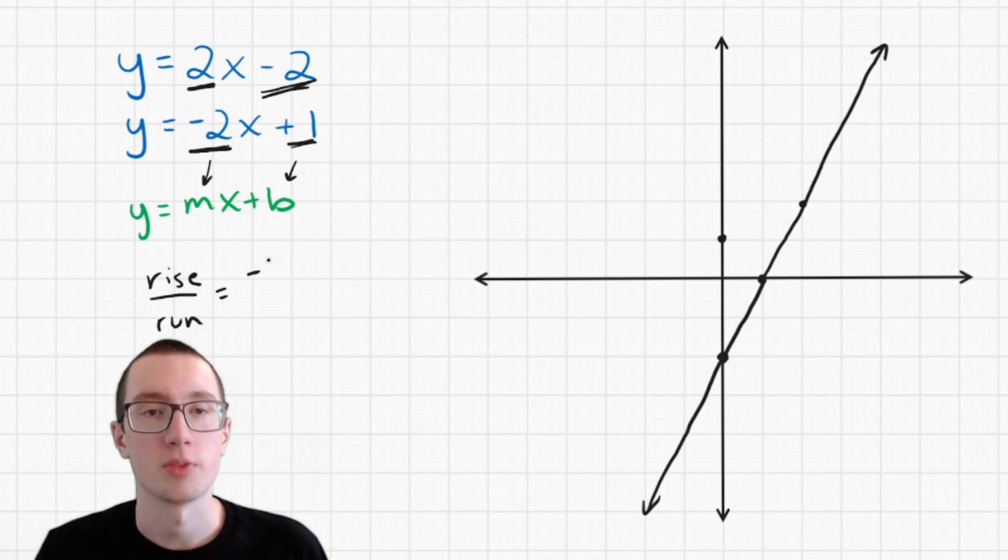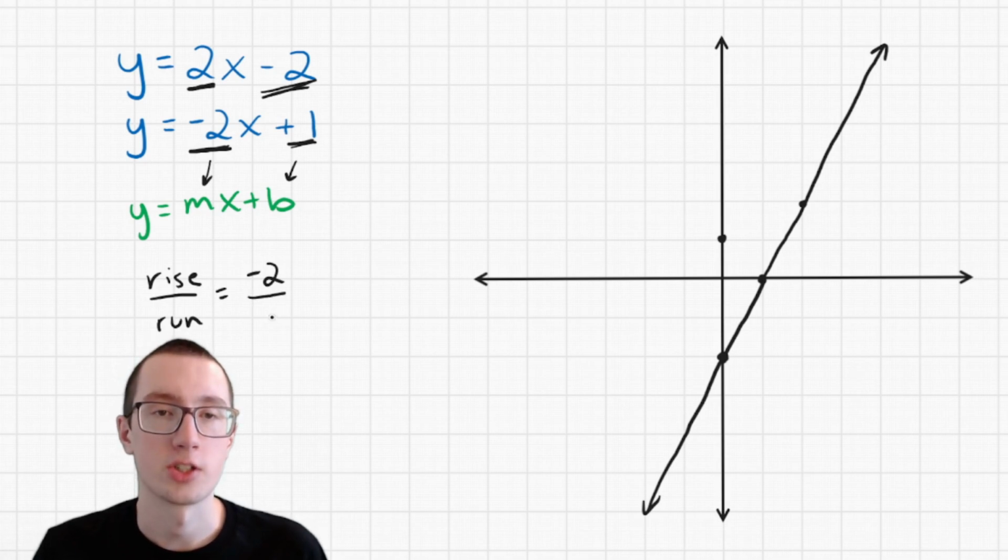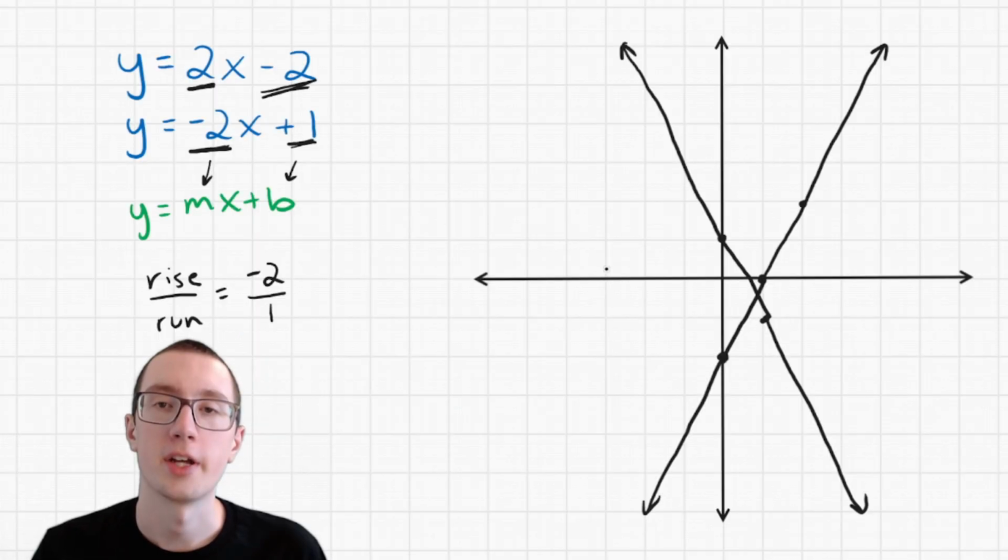So that means our rise is going to be negative 2, as in we're going to be falling because it's a negative number. And our run is just going to be 1 because there's still no number under this, so it's just over 1. So we're going to fall 1, 2, and run 1. Now let's draw a straight line, or at least try to. So there we go. We have our line of y equals negative 2x plus 1.